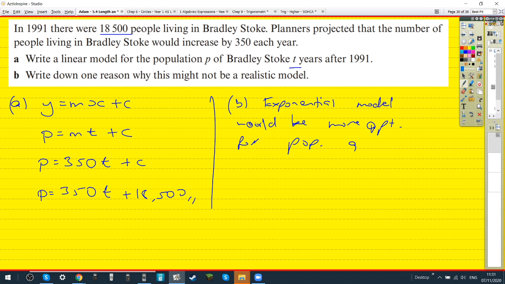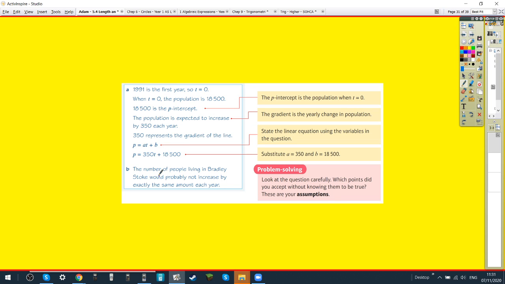I know the answer that they were looking for, but there's another possibility. They're going to run out of resources. They'll run out of space. They'll run out of food. You can't have a billion people forever and ever. Eventually it's going to be full. Let's take a look. The number of people living in Bradley Stoke would probably not increase by exactly the same amount each year. Okay, that's not bad either. So it's just a kind of rule of thumb. I'm not crazy about that answer though, I have to say.